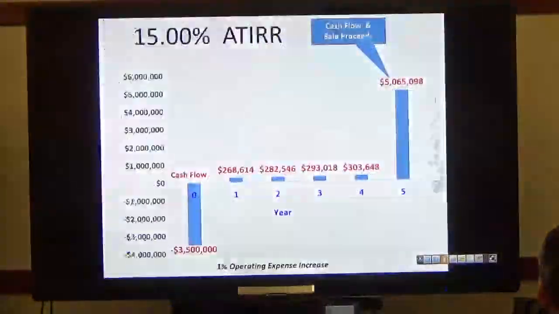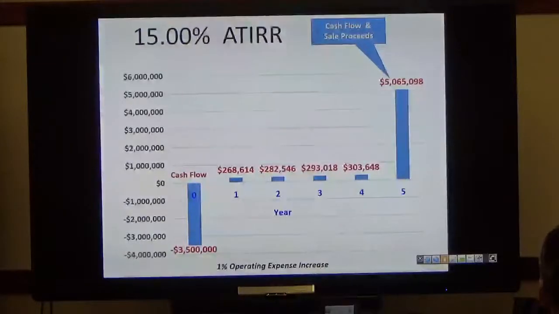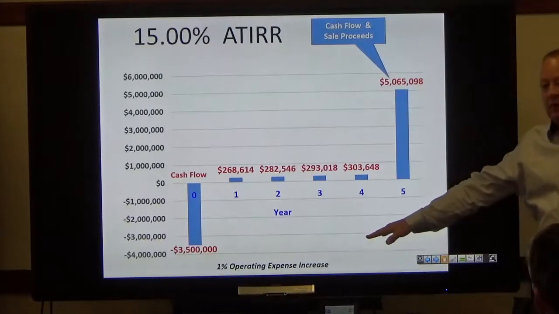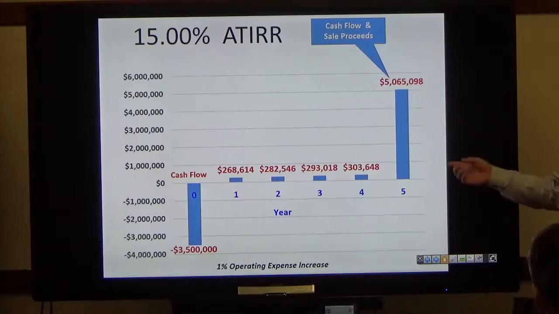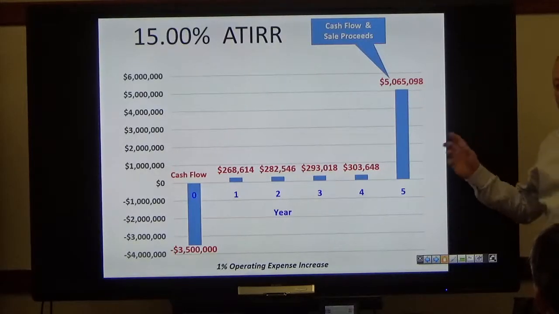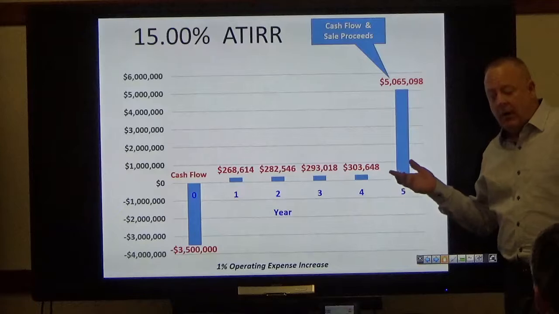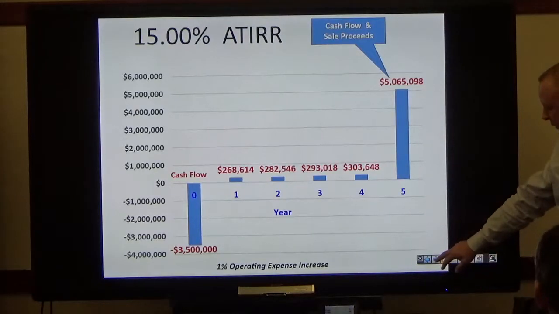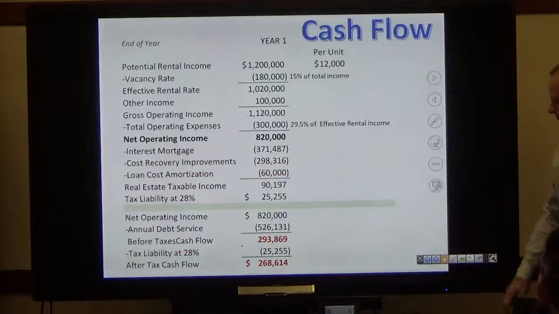And then the after-tax is very much the same. They only had a 1% operating expense increase, which is kind of nominal. In the previous slide, they only had about a 2% increase in income over the 5-year period, which I think is very low in both cases. But it looks very similar with a 15% IRR, which most investors would like, but not less than that.